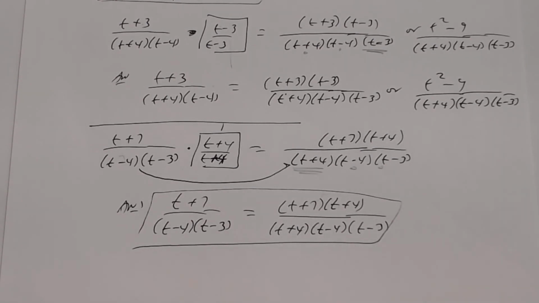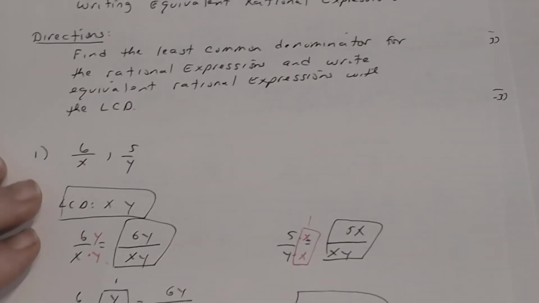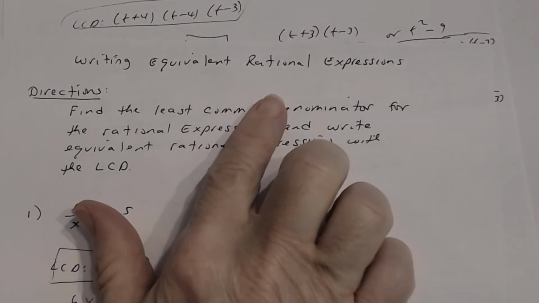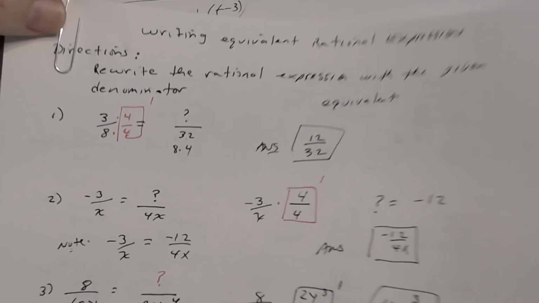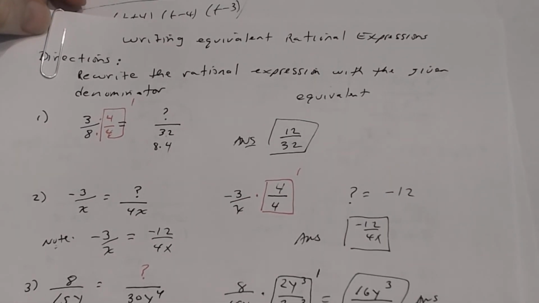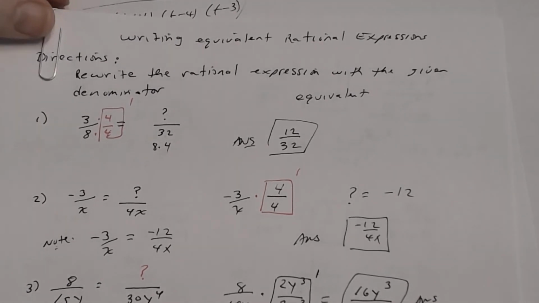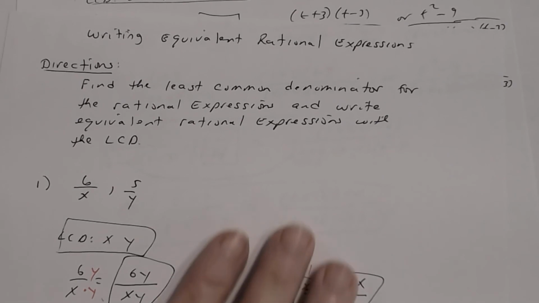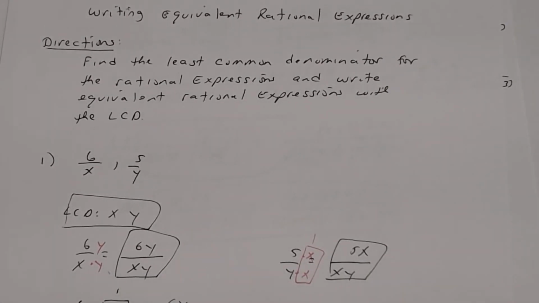So I think you should have enough problems. We had enough discussion to get you to understand how to write equivalent rational expressions from this lesson and also from the previous one. That should help you in the next lesson where we have to add and subtract rational expressions with unlike denominators. Okay, so that's going to be the end of this lesson.